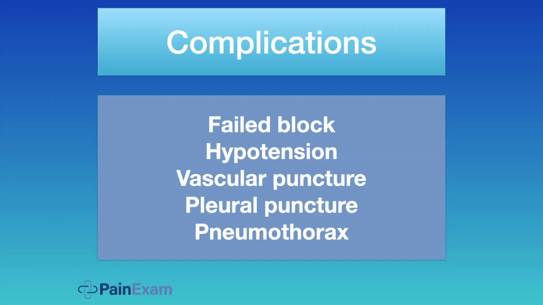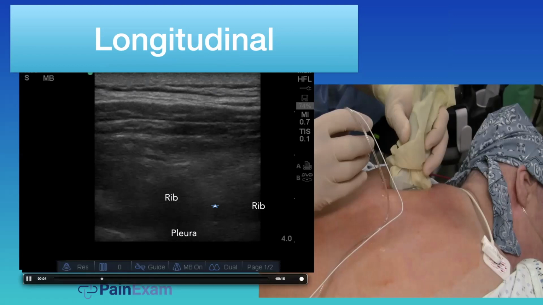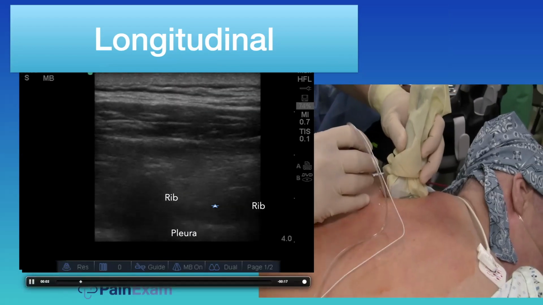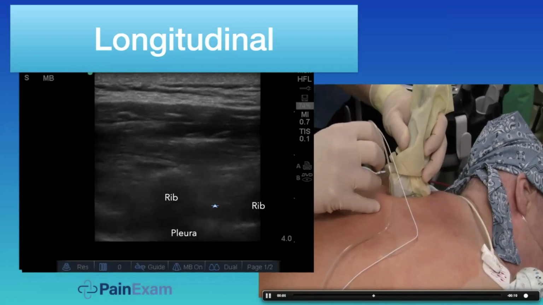Complications: failed block, hypotension, vascular puncture, pleural puncture, pneumothorax, and I'm sure there are other issues that can happen. This is a longitudinal view, and here I'm just showing you the orientation of my probe. I'm going longitudinal because I'm between the scapulae. It's very hard to do a transverse view because the scapular bone is in your way.